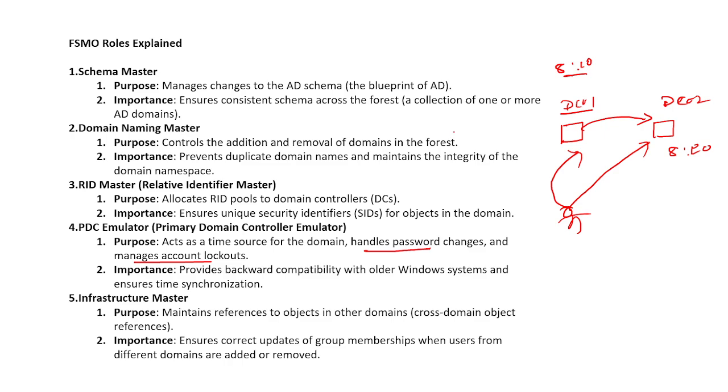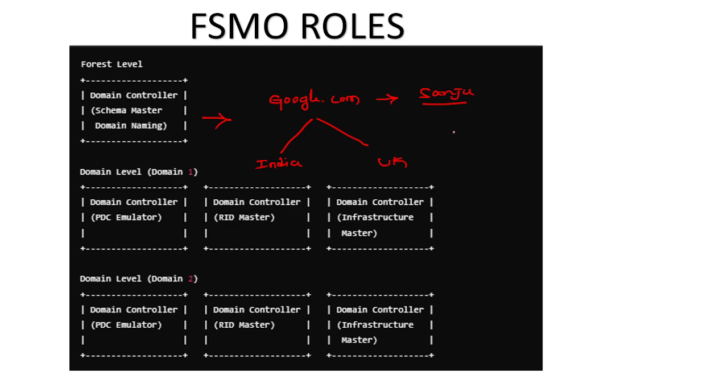Basically, it maintains the references of objects in the other domain, the cross-domain objects. So it knows, Sanju knows, what departments and what users are there in India, and in UK what groups, what users, and what computer objects are there. So it will make sure Sanju is aware of it, and that responsibility belongs to the infrastructure master.